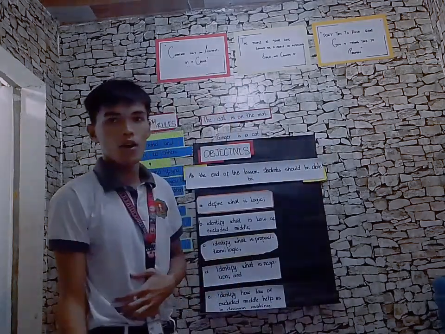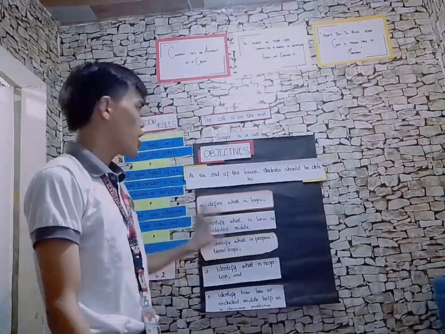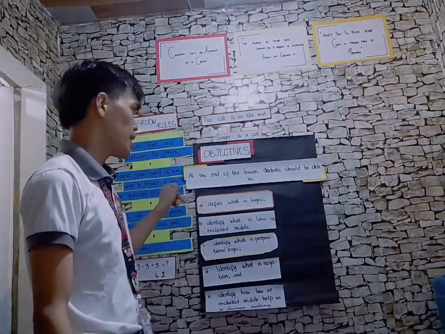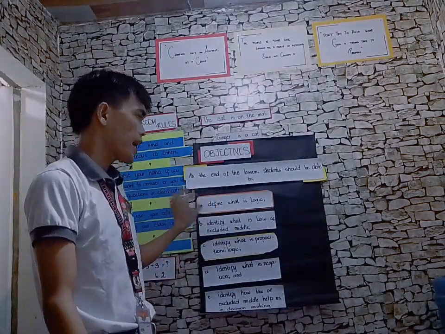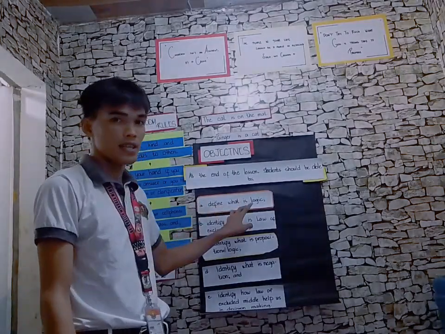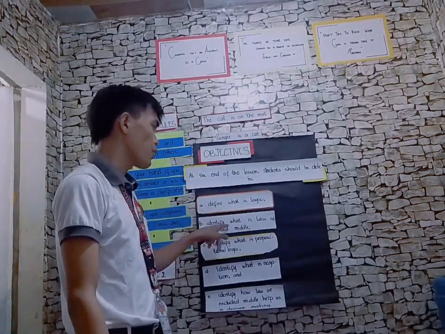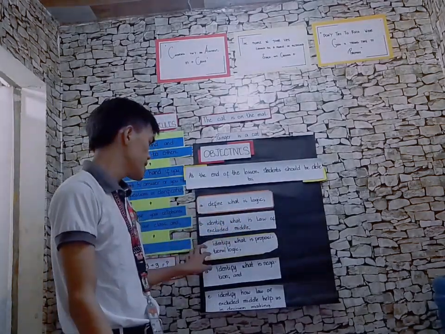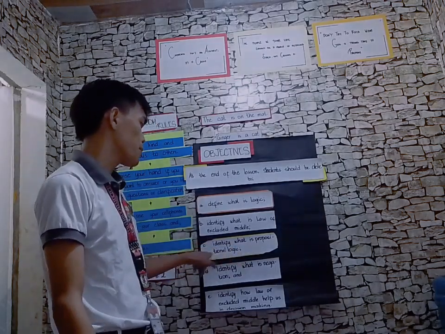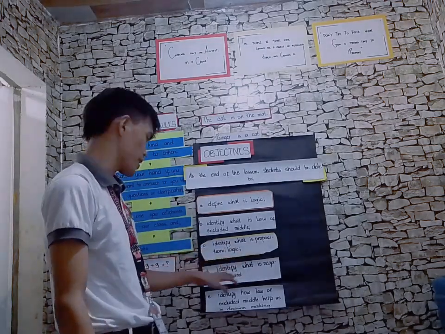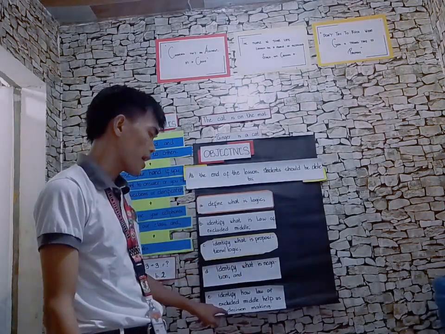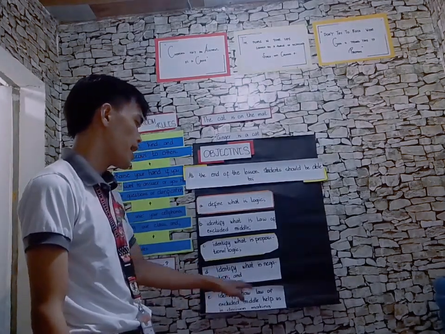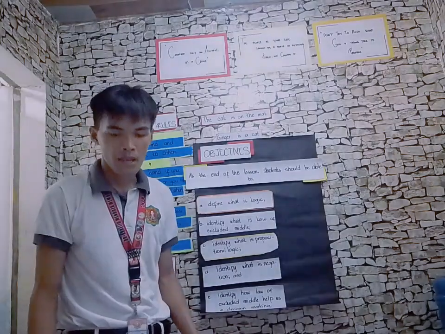Objectives. So, please read everyone. Objectives: at the end of the lesson, students should be able to: A. Define what is logic. B. Identify what is the law of excluded middle. C. Identify what is propositional logic. D. Identify what is negation and identify how the law of excluded middle helps us in decision making.